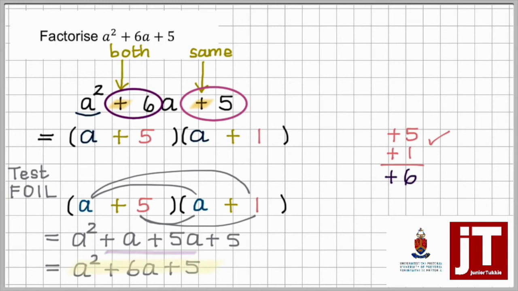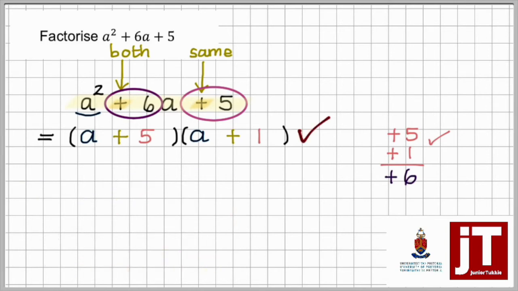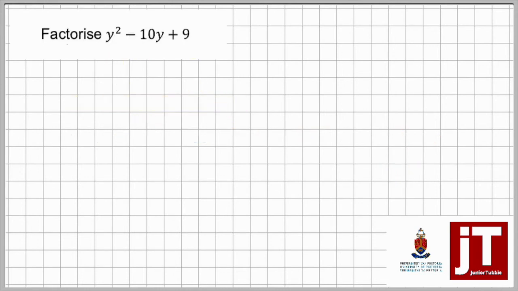That a squared plus 6a plus 5 is exactly the same as the expression we were given in the problem. And since it is exactly the same, grade 9s, we know that we have factorized successfully. The second and last problem contained in this video says, factorize y squared minus 10y plus 9.